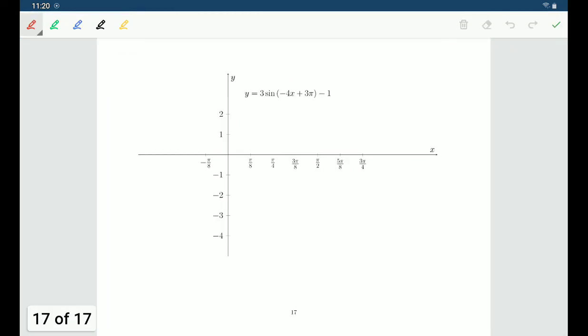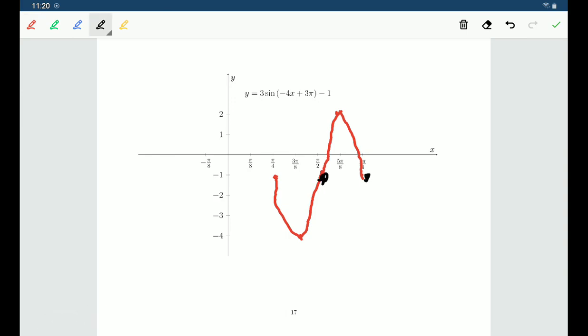And our y values were, at pi over 4, -1. At 3 pi over 8, it was -4. At pi over 2, it was -1. At 5 pi over 8, it was 2. And at 3 pi over 4, it was -1. And I will connect my dots as nicely as I can. That did not look as nice as I would have liked. I'll try that again. Moderately okay.